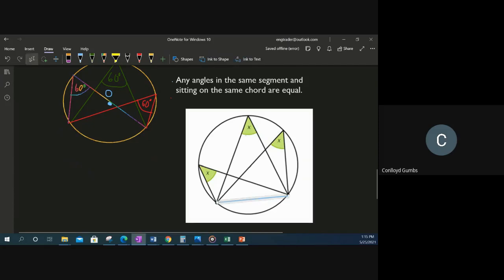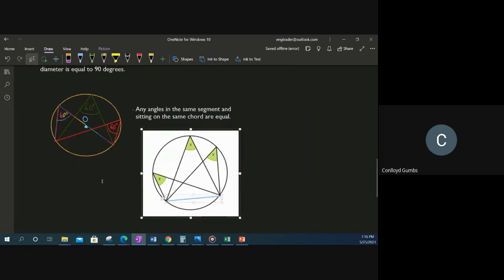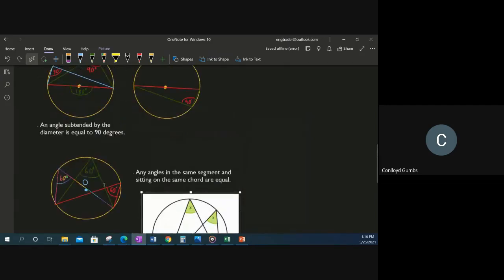All three of them sit on the same chord here. So that means that when we actually try to work that out, if this was 10, this has to be 10, and this has to be 10 as well. All three of them sitting on the same chord. Okay, so that's the rules that we just learned so far.